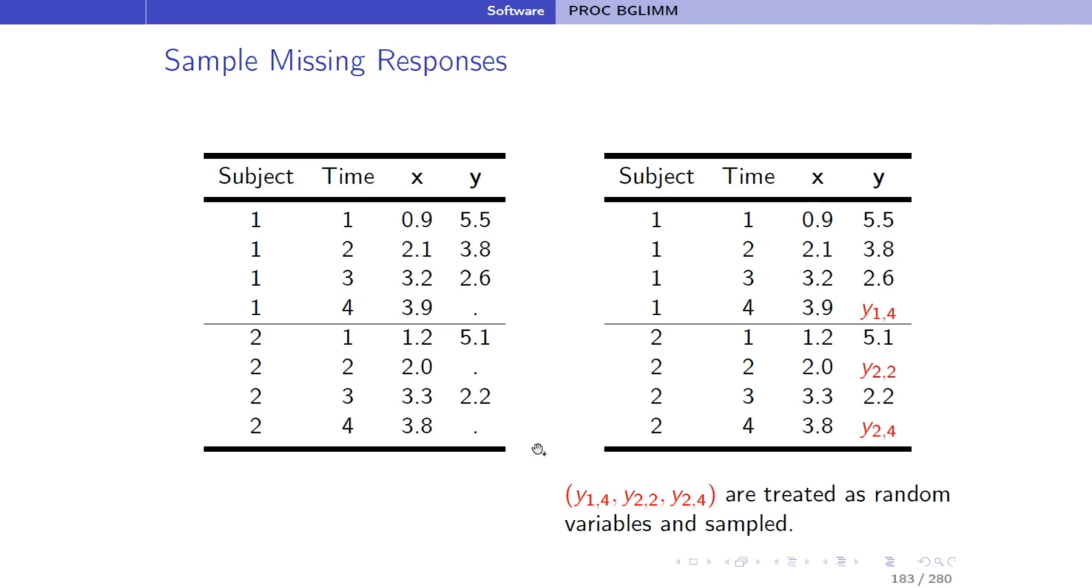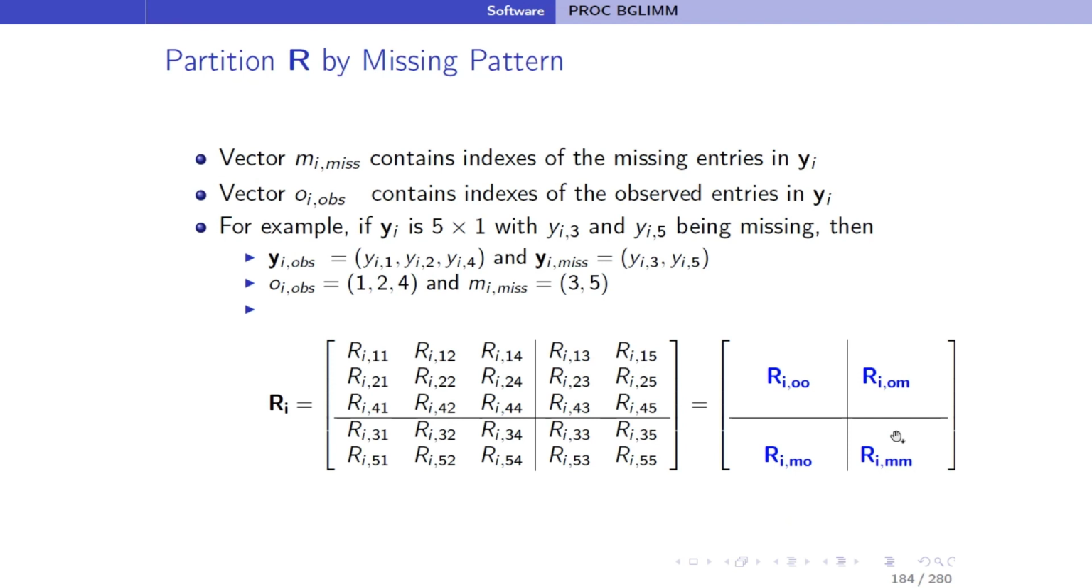So in other words, I have a missing value here. They become missing value parameters, and these parameters then become part of the larger MCMC chain.